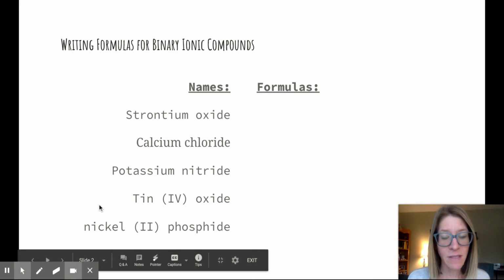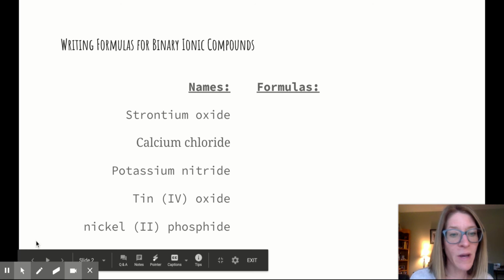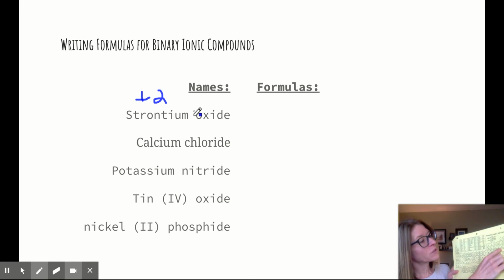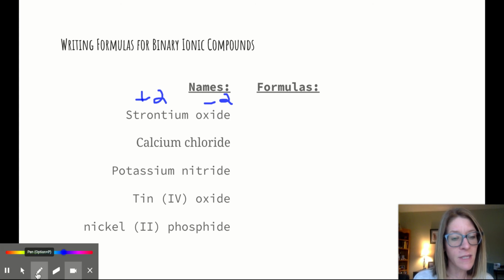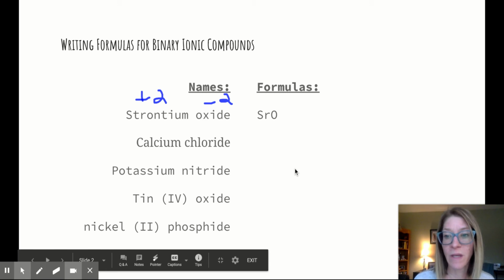If you have strontium oxide, you have to find the charge of each ion. So you would find the charge of the positive ion and the charge of the negative ion. Strontium is +2. Oxide, if you look on the periodic table of ions, is -2. So if you have a +2 and -2, the goal is to get the positive and negative charges to balance out to 0. So since we take +2 and -2, when you add them up, you already get 0. So your formula would just contain 1 strontium and 1 oxide. So that would be SrO.